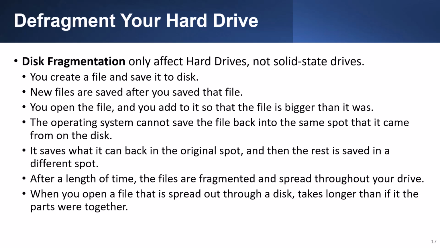Disk fragmentation only affects hard drives, not solid-state drives. You create a file and save it to disk. New files are saved after you save that file. You open the file and add to it so that the file is bigger than it was. The operating system cannot save the file back into the same spot that it came from on the disk. It saves what it can back in the original spot, and then the rest is saved in a different spot.